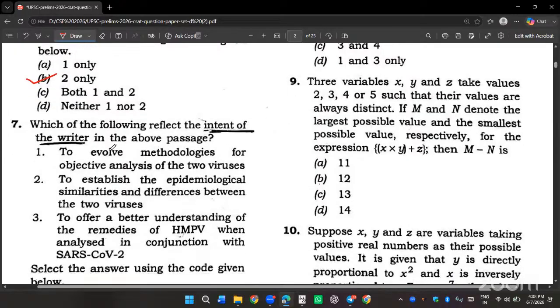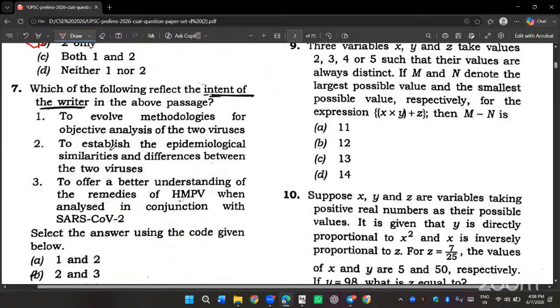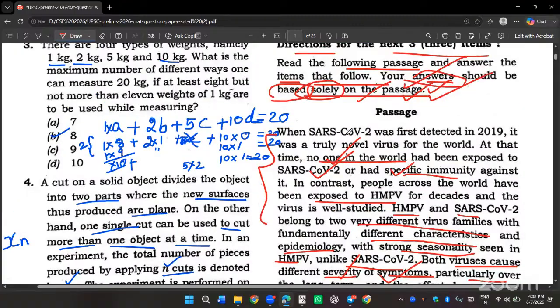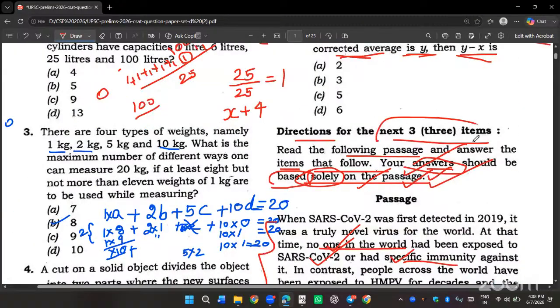Okay, I hope there is no doubt. Now we will move on to the next question because the following 3 items, that is important. Next 3 items.